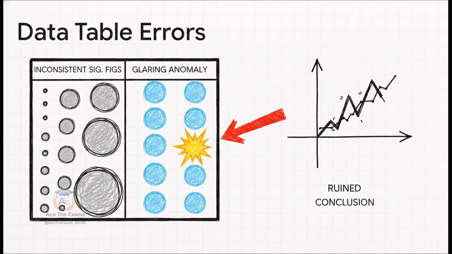Then, look at the acceleration column. 9.8, 9.81, 12.5, and 9.79. That 12.5 is a glaring anomaly. If a student plots that on a graph without identifying it and drawing a proper line of best fit that ignores it, their entire conclusion about the relationship between force and acceleration is absolutely ruined.